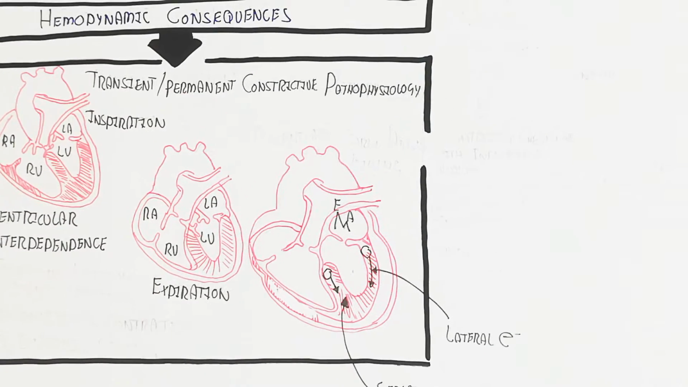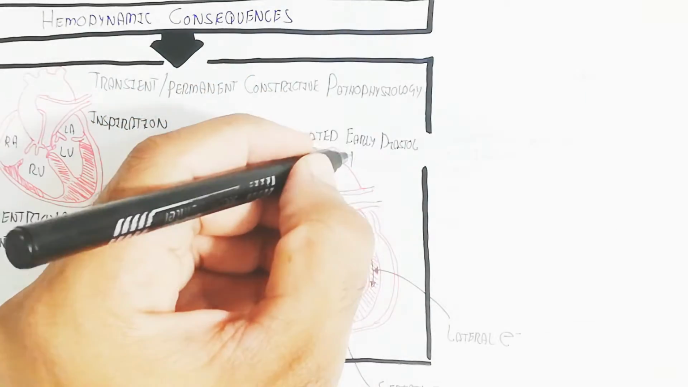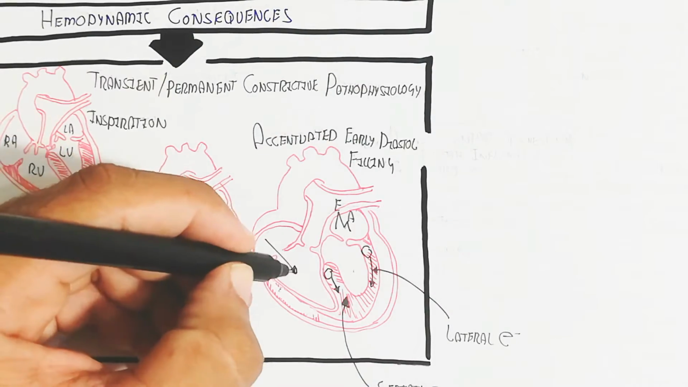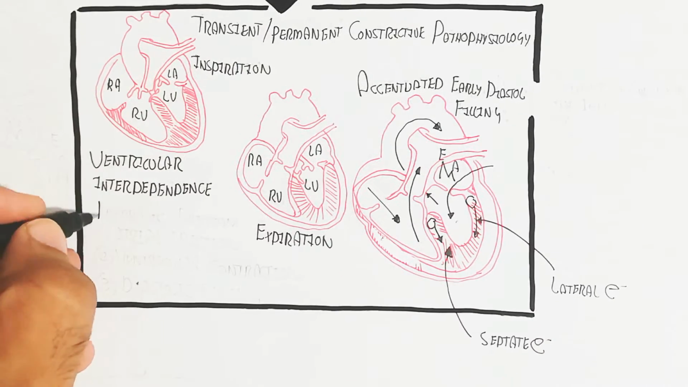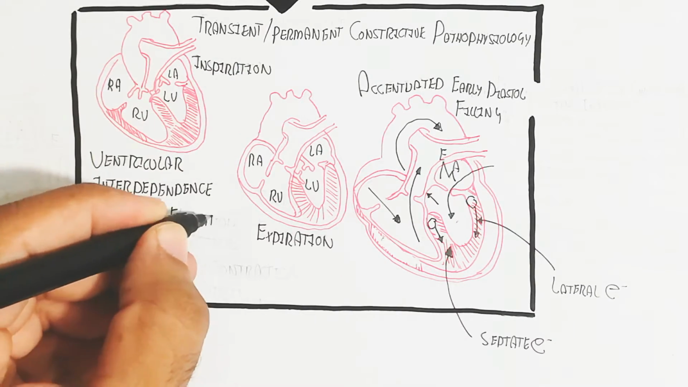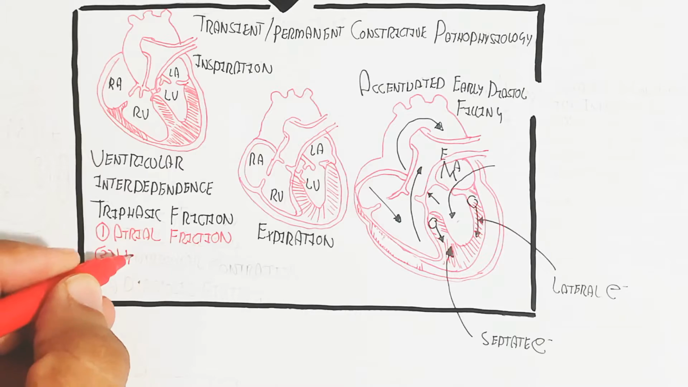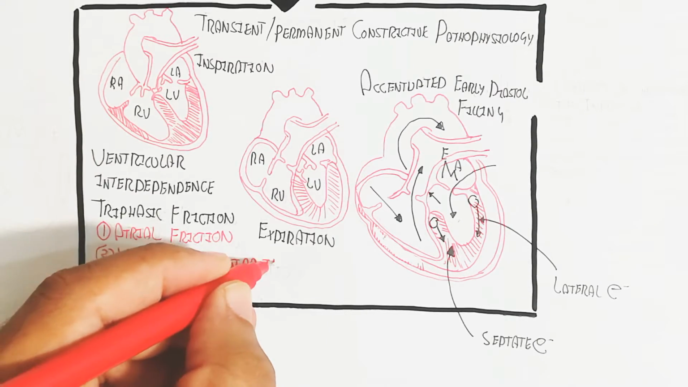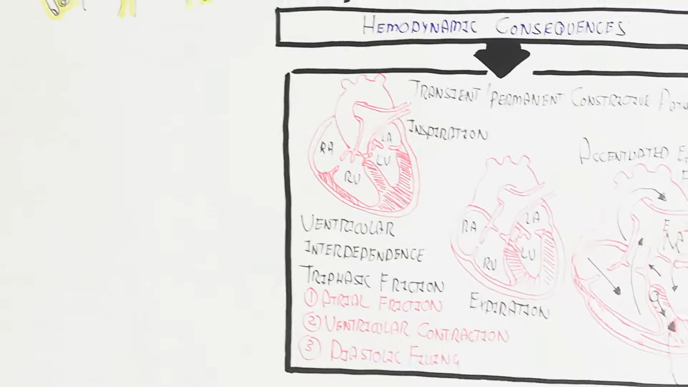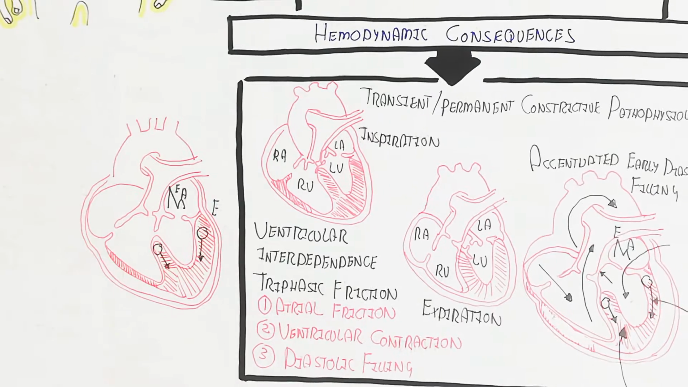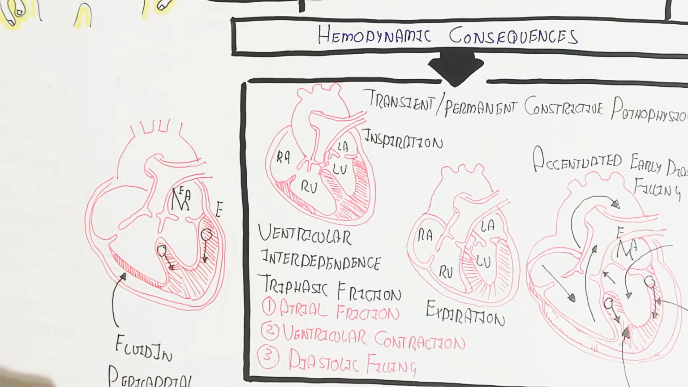So the accentuated early diastolic filling here is due to the lateral electrode and septal electrode, which are used for depolarization, and the depolarization will not complete. And the triphasic filling problem: atrial filling, ventricular contraction, and diastolic filling will be damaged, and the atrial filling will be increased.